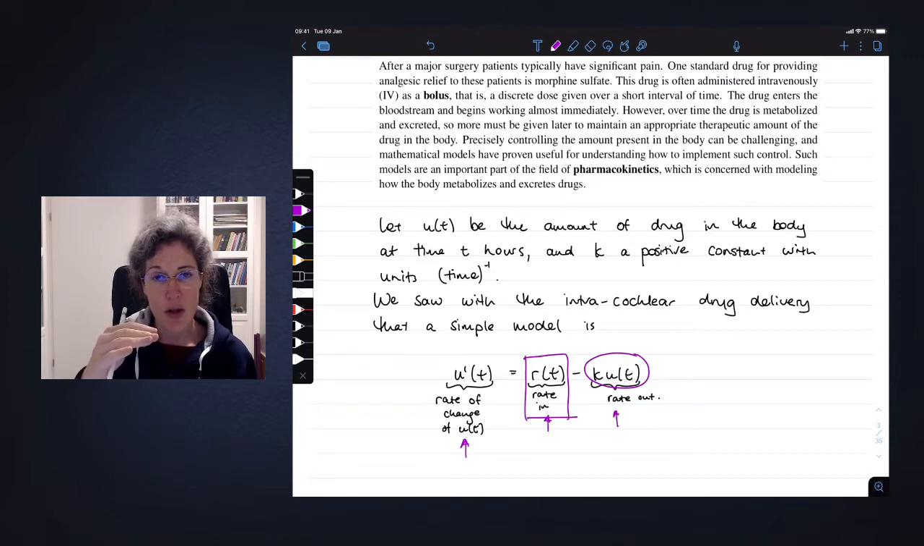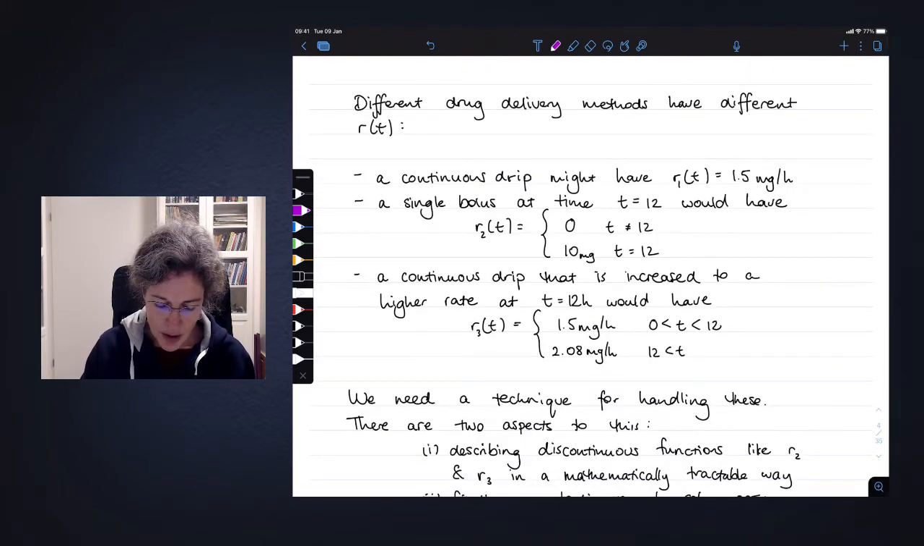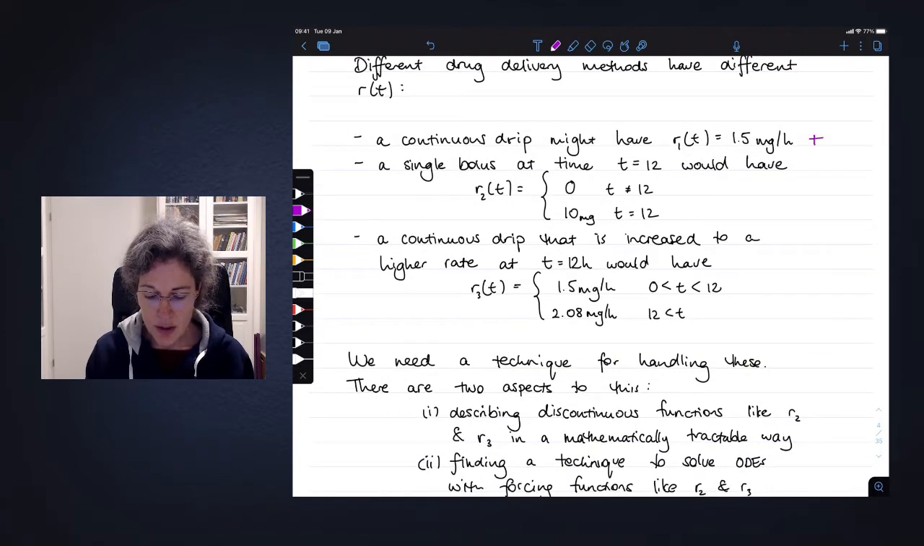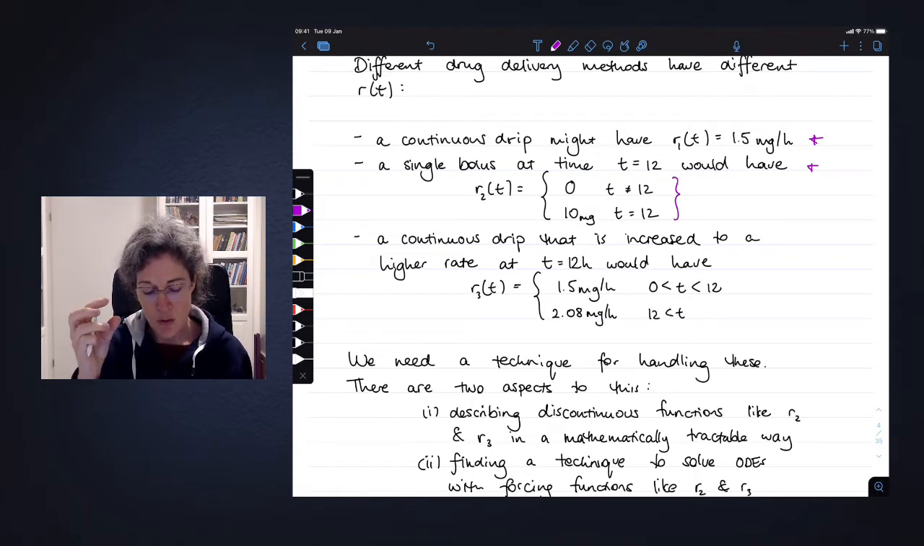So maybe if your person is on an IV with a constant flow, that R of t might just be a constant. But you can also imagine that you give them a single big dose, in which case this R of t looks a bit different. For example, if we've got a continuous drip, then your R of t is just 1.5 milligrams per hour. But if at time 12 hours after the operation the patient is in a lot of pain, it might make sense to give them a big injection, in which case your R would look something like this. It's a function which is 0 at all times except at time t equals 12, when it's 10 milligrams.